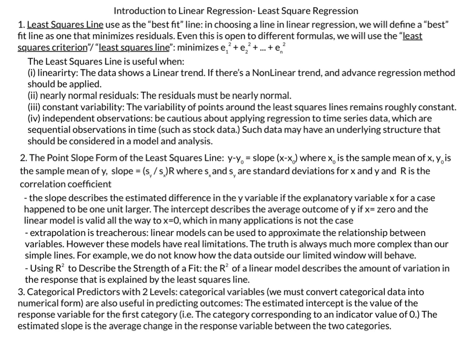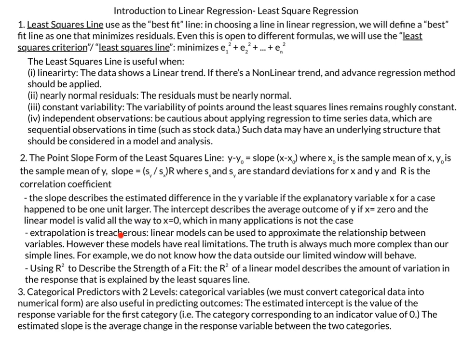Next, we talked about the formula for the point slope form of the least squares line. We used y minus y naught equals slope times x minus x naught, where x naught is the sample mean of x and y naught is the sample mean of y. The slope was equal to the standard deviation of y divided by the standard deviation of x, times r, where r is the correlation coefficient. We talked about how slope describes the estimated difference in the y variable if the x variable is increased by 1 unit. We said the intercept describes the average outcome of y if x equals 0, and the linear model is valid all the way to x equals 0, which in many cases is not true.